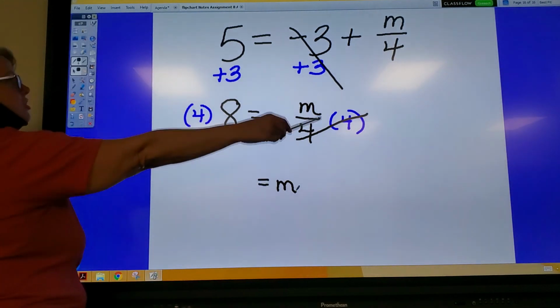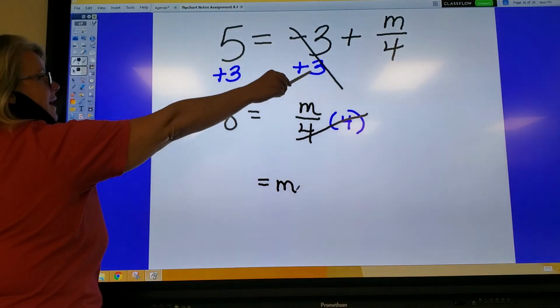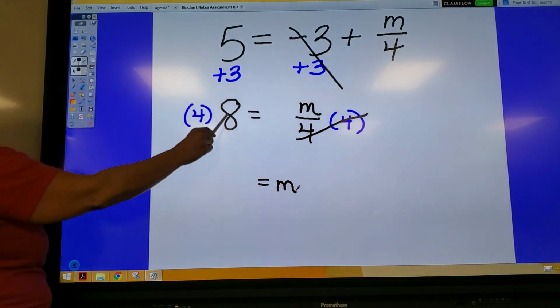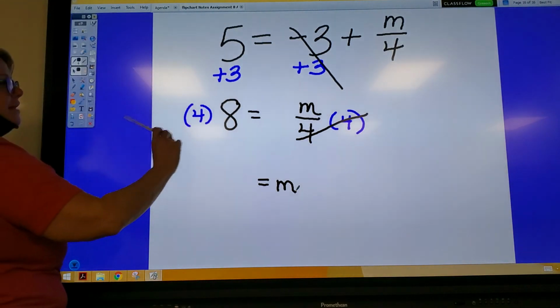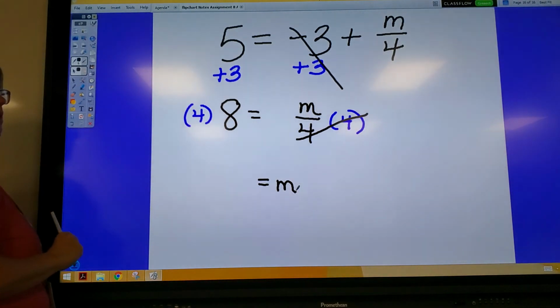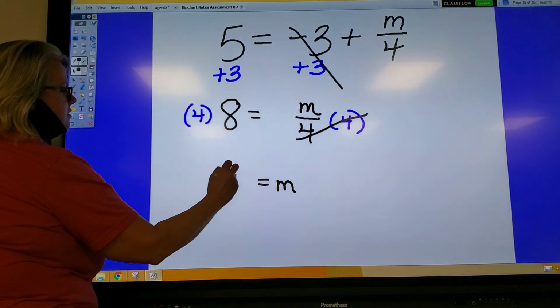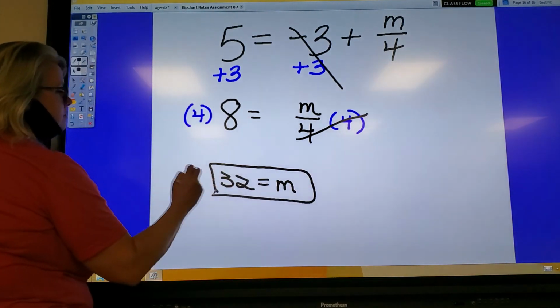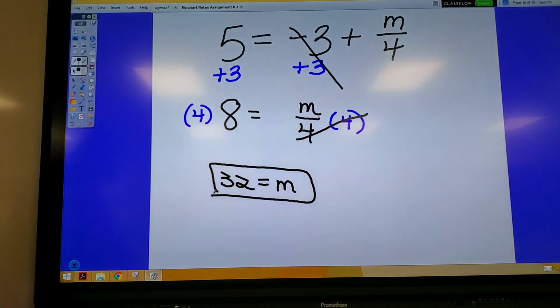All right, first step should have been get rid of minus 3 by adding 3. So 5 plus 3 is 8. Last step, get rid of this 4 by multiplying by 4. 4 times 8, 32. All right, stop this video.